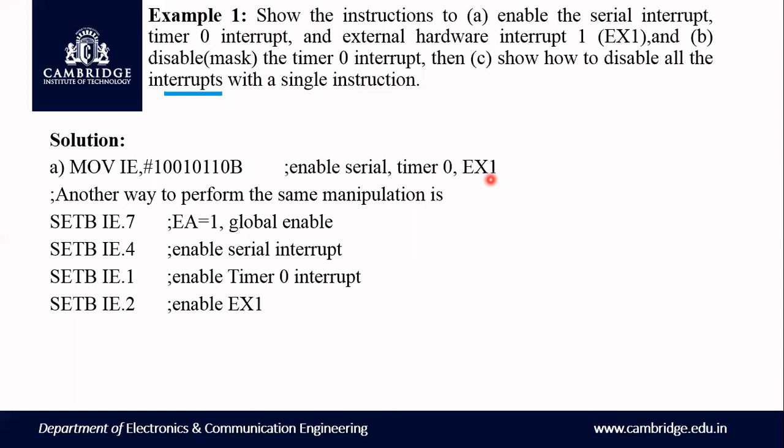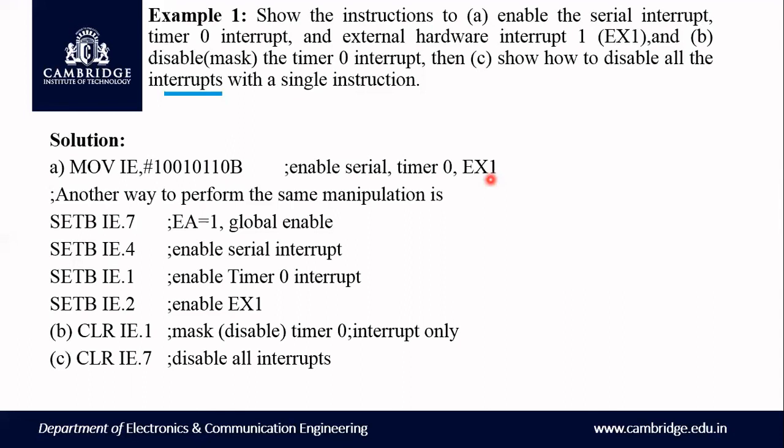That is the A part. In B, it is asked to disable or mask timer 0 interrupt. So clear IE.1. In the previous instruction, you enabled it. In this instruction, if you write CLR IE.1, you can disable this interrupt. So whenever timer 0 is running, it will not be considered even when the TF flag is set. That is disabling a particular interrupt. Clearing all the interrupts means just clearing the most significant bit of the IE register, IE.7. If you clear that, all the interrupts will be disabled. This is one instruction we can use to disable all the interrupts.